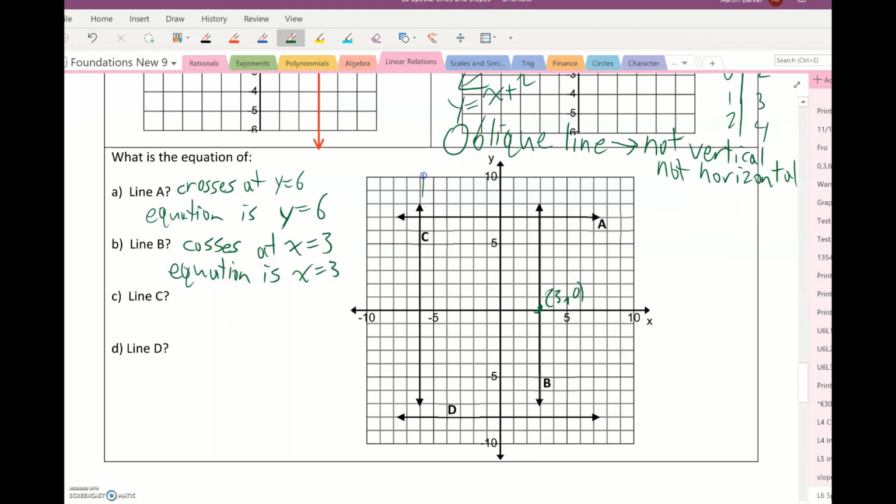Line C, right here, that's going to be x equals -6 because that's where it crosses the axis. And line D, it crosses at y equals -8. And so that's going to be the equation. Okay, so these are special lines with special equations.